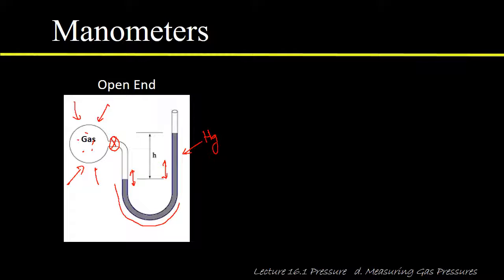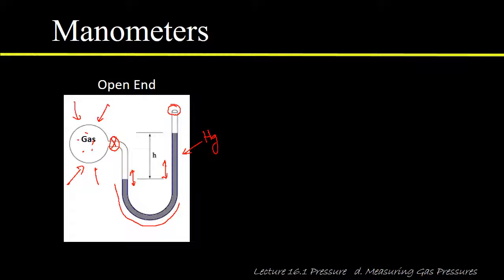Okay. There are two kinds of manometers, as we said before in the previous slide. This is an open-end manometer, and what that means is that this end of the tube right here is open, so that it's exposed to the atmosphere. Right, so that's just like an open tube, like the top of a drinking straw or something like that.